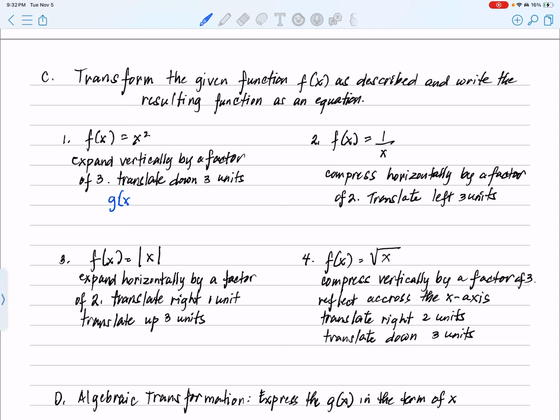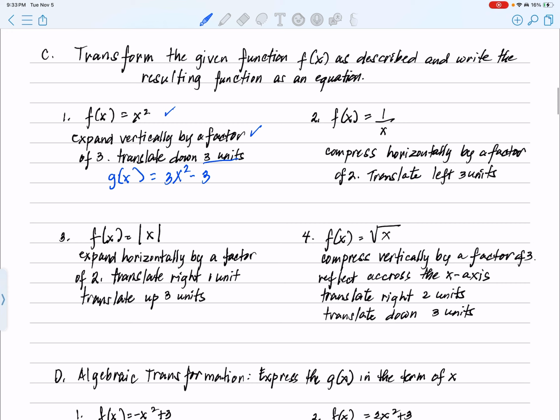It is expanded vertically by a factor of 3. So you start with 3 and translate down 3 units. Take note that our function is x squared. That means this x squared is expanded vertically by a factor of 3 and translated down 3 units. That means minus 3. And that is your resulting function or resulting equation. 2.